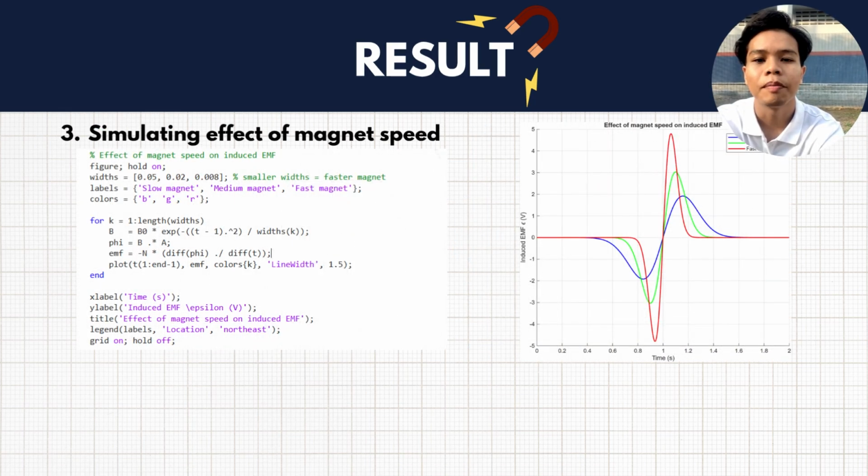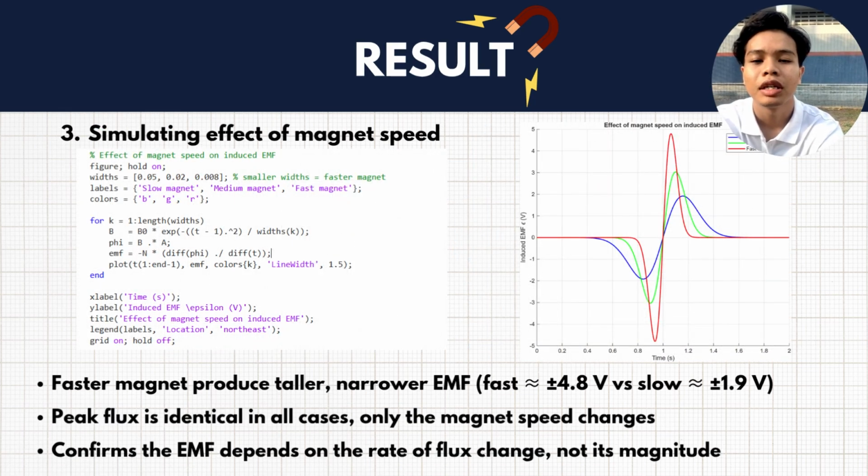The third figure compares different magnet speeds. A faster magnet produces a taller, narrower EMF, about plus or minus 4.8 volts for the fast case, versus plus or minus 1.9 volts for the slow one. Importantly, the peak flux is identical in all three cases, only the speeds change. This confirms the EMF depends on the rate of flux change, not its magnitude.